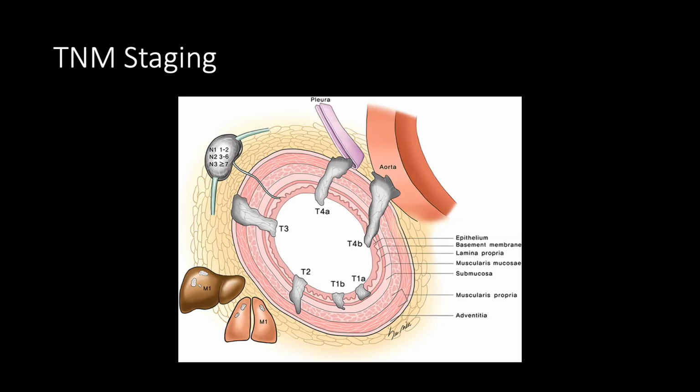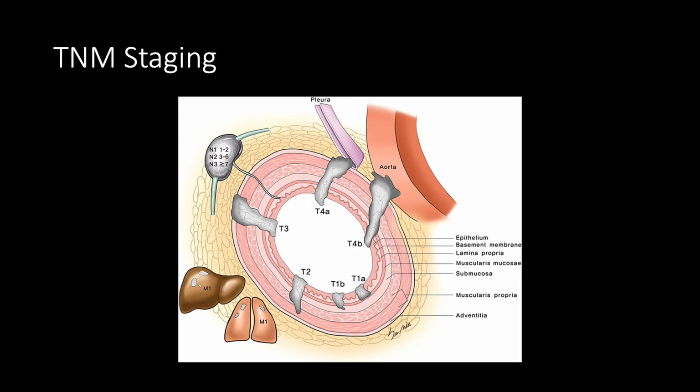A CT scan is usually requested so that we could appropriately stage the esophageal malignancy so that a proper intervention can be done and to know the prognosis of the patient. So the TNM staging of esophageal malignancy is based on the American Joint Committee on Cancer and it is on its 7th edition. So for the T staging, it is graded T1 to T4.